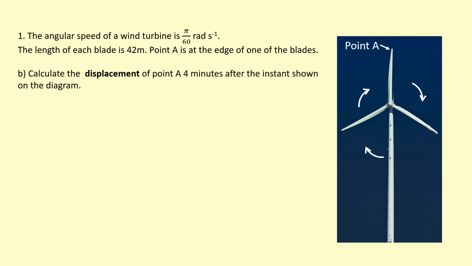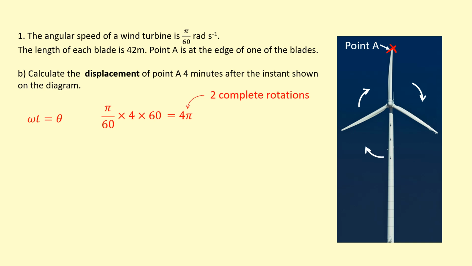Okay, now part B is asking us to calculate the displacement, which is a vector, of the point 4 minutes after the instant shown. Before, we were calculating the distance; now we're trying to calculate how much it is displaced from this point here. So again, I'm going to figure out the angle turned first, using omega times t. That's pi over 60 radians per second, times 4 minutes times 60 seconds, so it's turned through a whole angle of 4 pi.